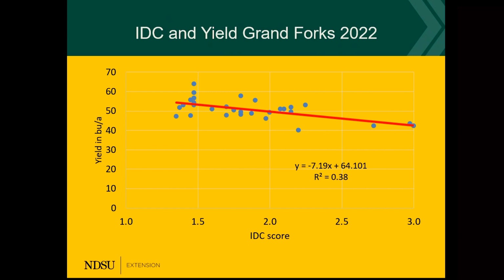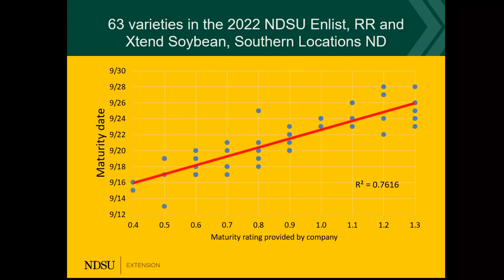Again, here, the IDC 1 is green, 3 is yellow, and then we have the yield, and this was a trial we did in Grand Forks, and you see there is a pretty strong relationship, negative relationship. The more IDC you have, the lower your yield is going to be.